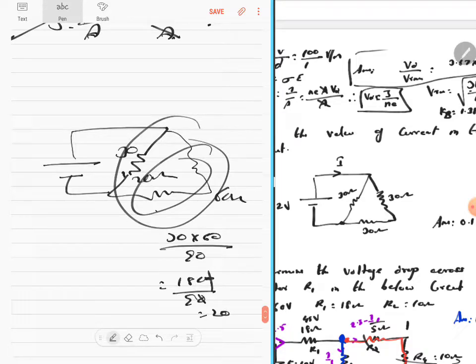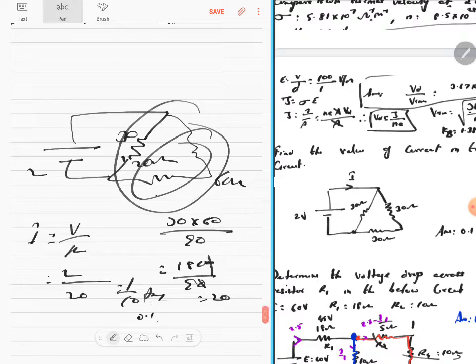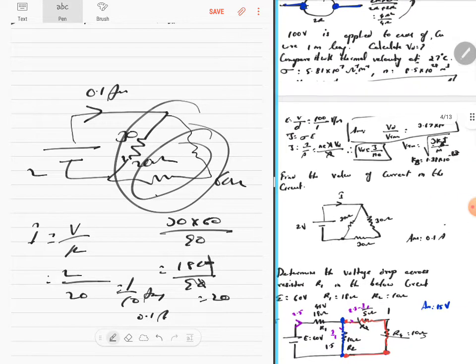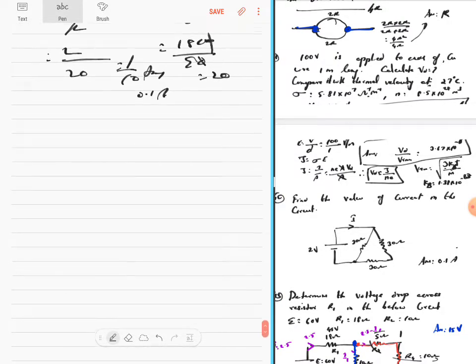You know the potential itself is 2 volts. Therefore, you can find the current through this. I is equal to V by R, which is 2 by 20, which is 1 by 10 amps, which is 0.1 amps is the current that is flowing through here, correct? Now, what is the question? Find the value of the current in the circuit. We already found 0.1 amps. That's all. How is it? Find the equivalent. Very, very easy sum. So let's go to next question.